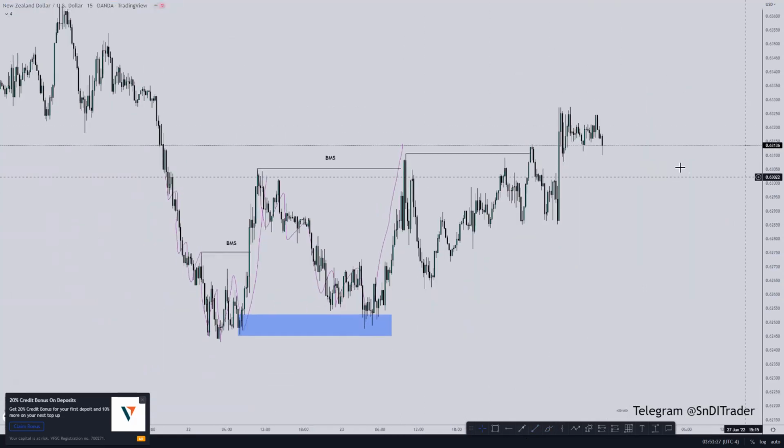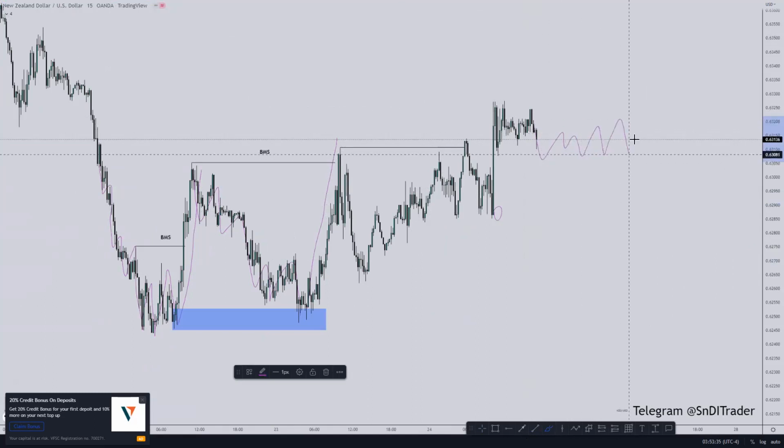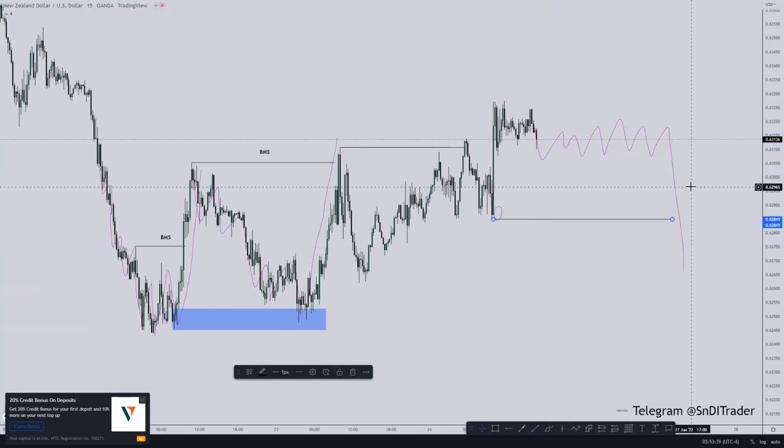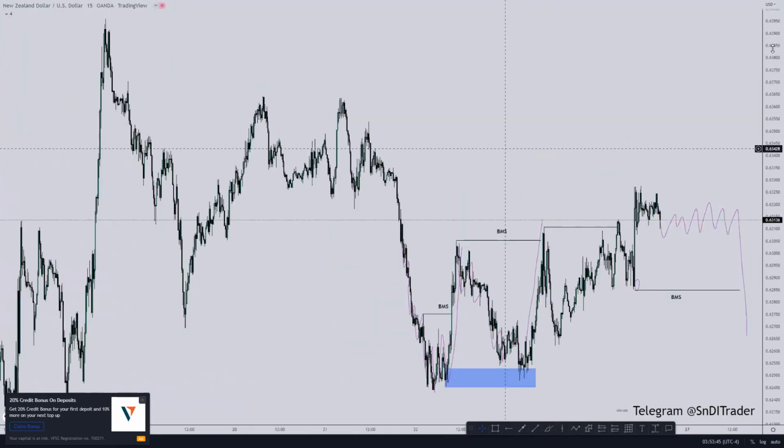So in this case, if this low got taken out, for instance, if price does something like this, this will be a nice BMS, a break in market structure towards the downside. So this can also be a break in market structure. Same thing here.